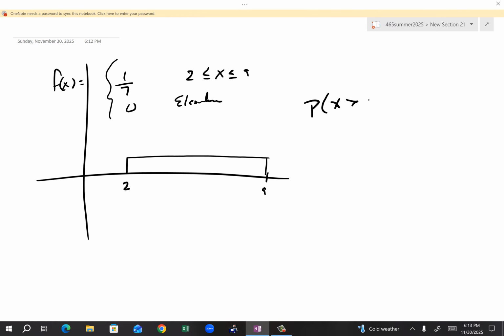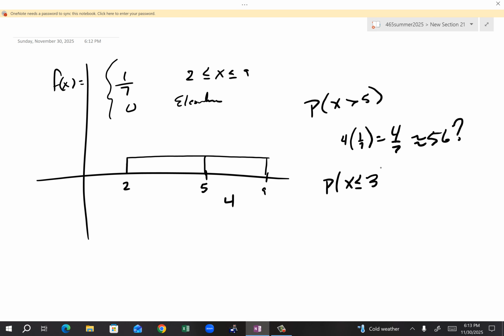Let's just say x is greater than 5. 5 is here. That's a distance of 4. 9 minus 5 is 4. So that would be 4 times 1/7, which is 4/7, or roughly 56%, give or take. What if I said, what's the probability that x is less than 3? Here's 3. That's 1 unit wide, so it's going to be 1 times 1/7, which is about 14%, give or take.